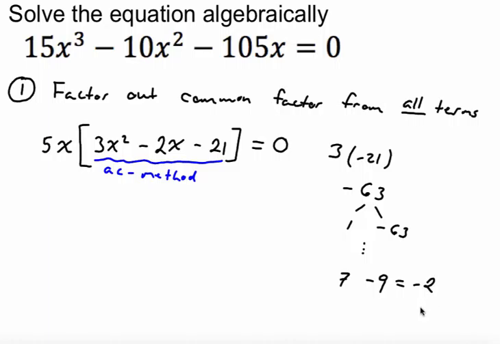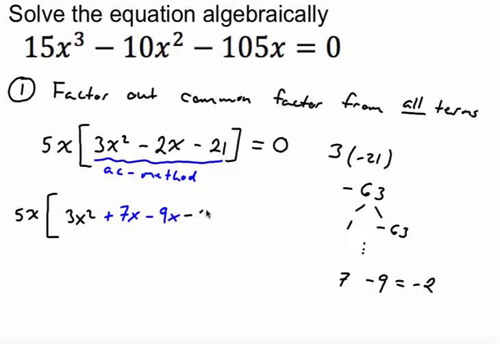Well, there's our pair. So I'm going to rewrite. So 5x, don't forget your square bracket. Then you have a 3x squared. And now I'll split up my b term, my negative 2x, into its two parts: the 7x and the minus 9x.